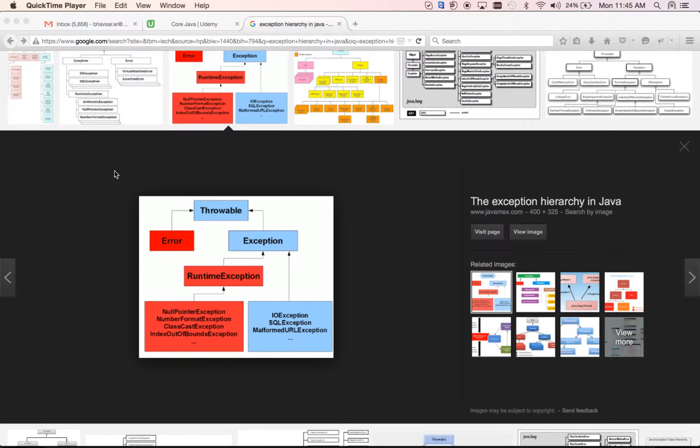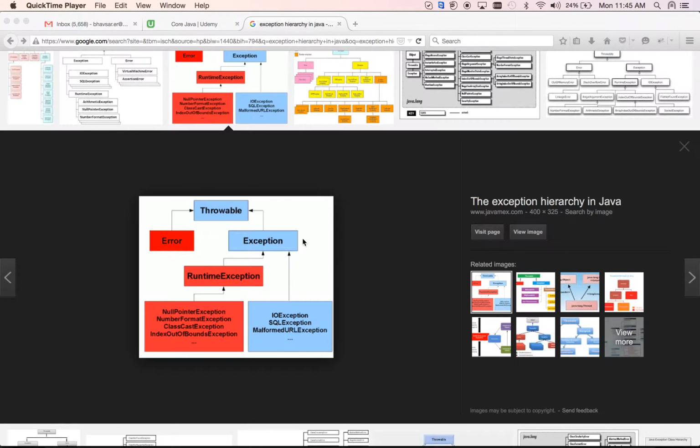So in this lecture we are going to understand the exception class hierarchy. We have already seen checked exceptions and unchecked exceptions, and now we are going to do a little bit of revision along with the new topic that we would like to cover.